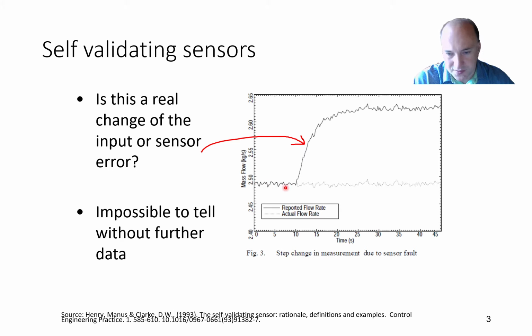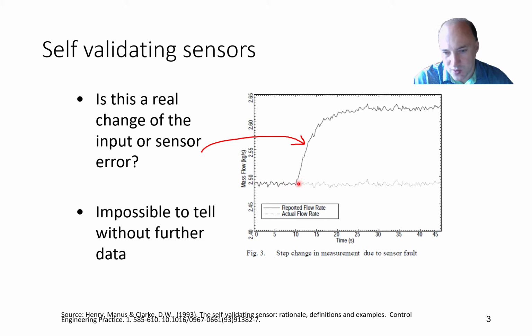Here, this relatively straight line, well, almost straight line, is the actual flow rate. So we can see that the flow rate is not changing. You have a flow, for example, in a pipe, and it's constant. So for all the samples, we are somewhere near, let's say, 2.5 kilograms per second.